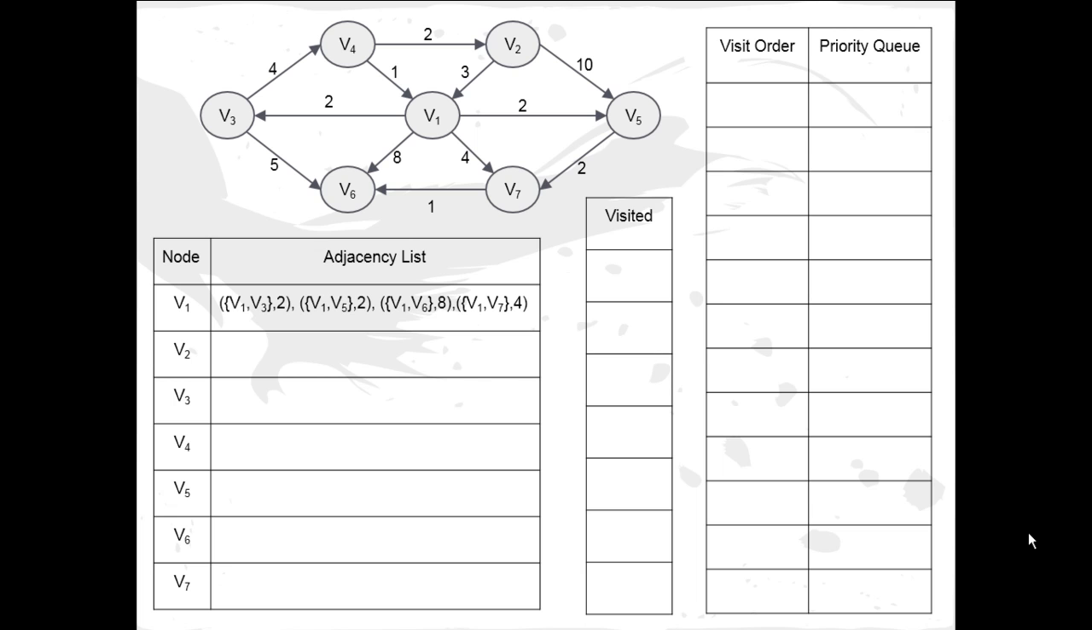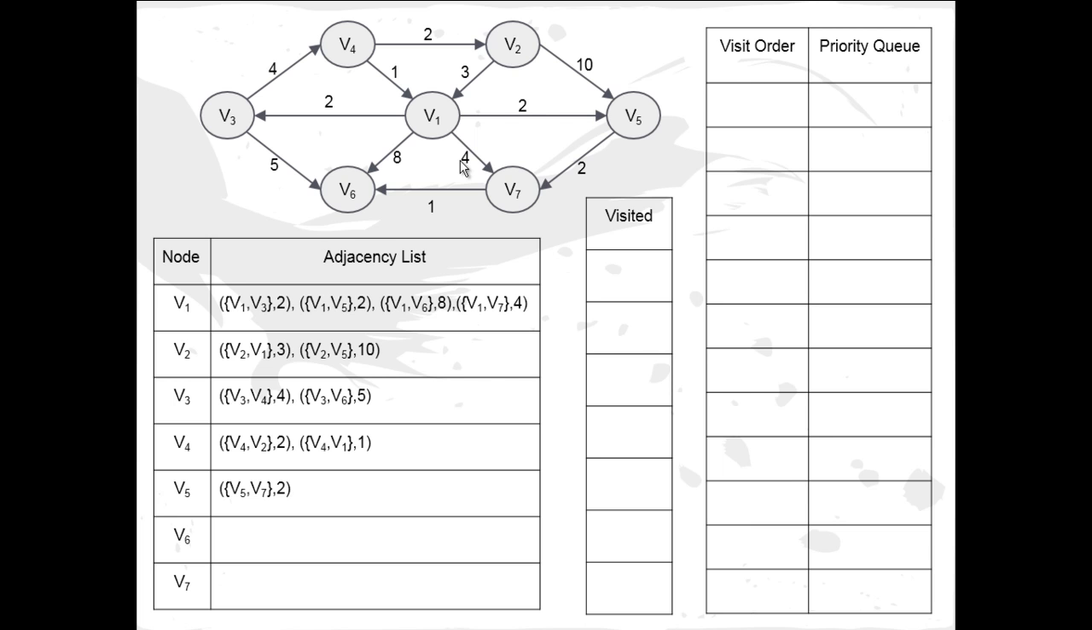So the adjacency list holds the edges adjacent to any node. So for example, for the node V1, we have the edge V1 V3 with a cost of 2. From V1 to V5 we have a cost of 2. From V1 to V6 we have a cost of 8. V1 V7 we have a cost of 4. Now we find the adjacency list for all of the vertices that we have in the graph.